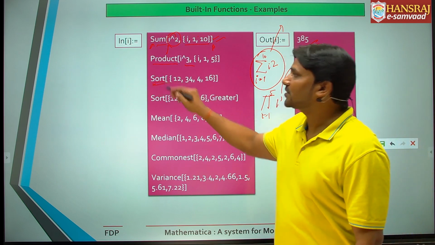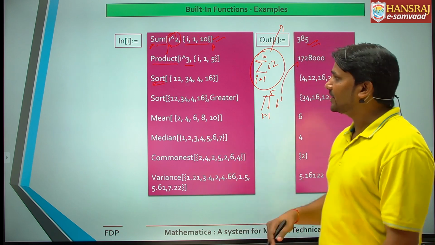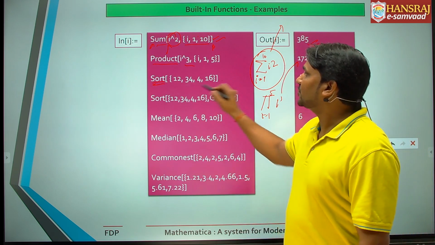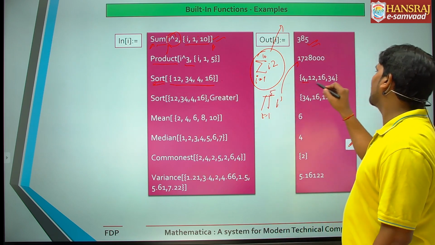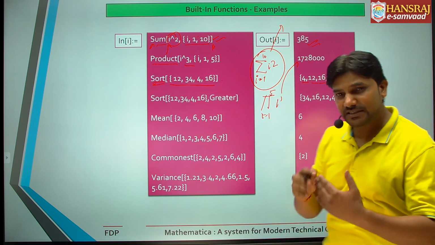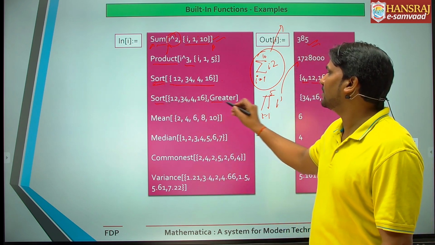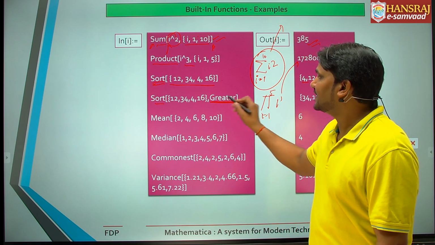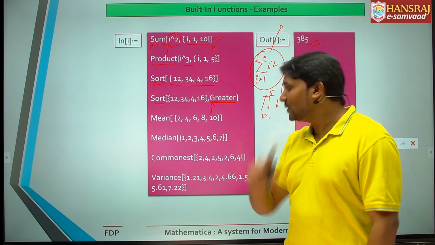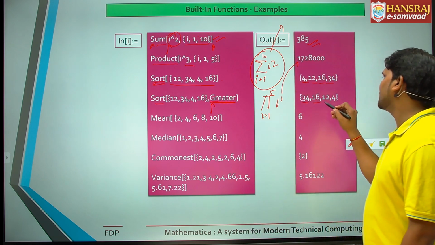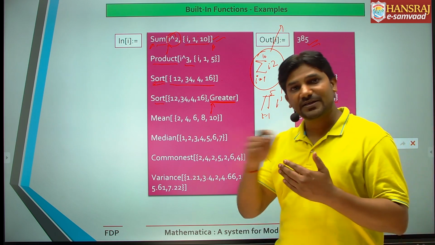You can also use Sort, which means you can arrange in ascending or descending order. Without any option, you just put one list inside the Sort function, and the answer is 4 12 16 34. That means you are arranging it in ascending order. Another is Sort with an option name, Greater, where the G is capital, the same rule, and you will get 34 16 12 and 4. That means you are arranging this list in decreasing order.